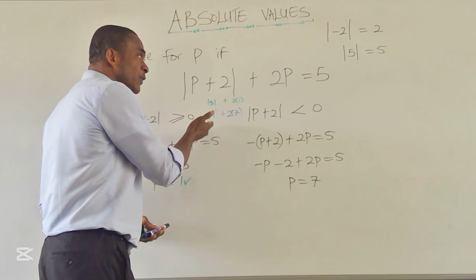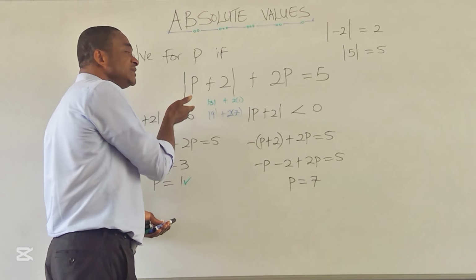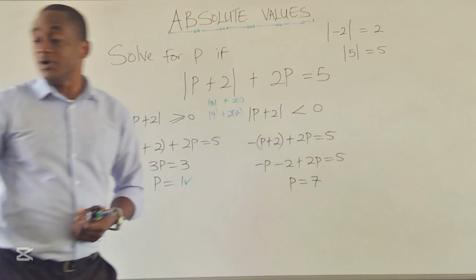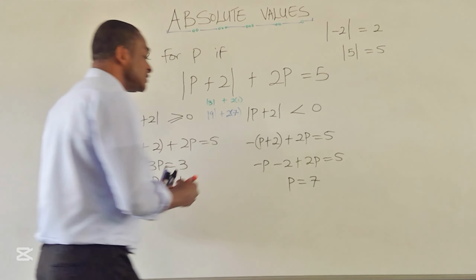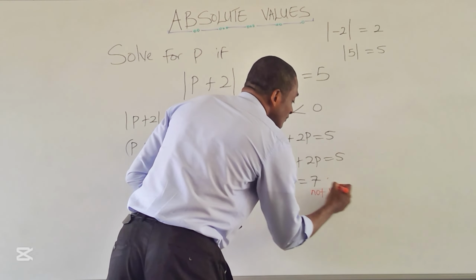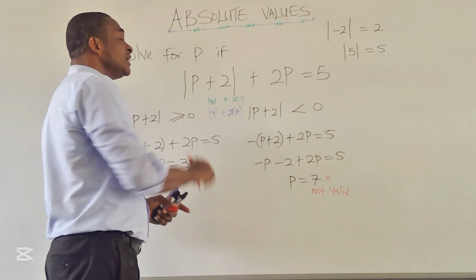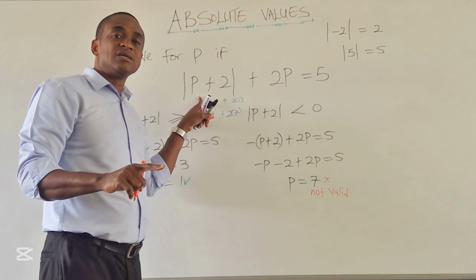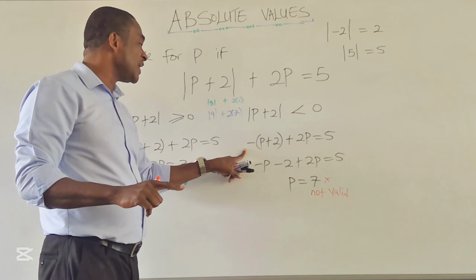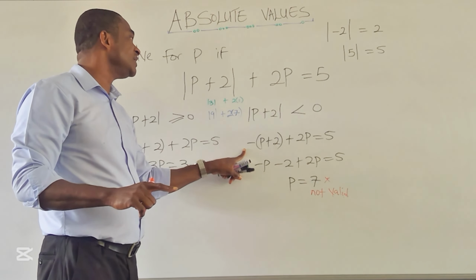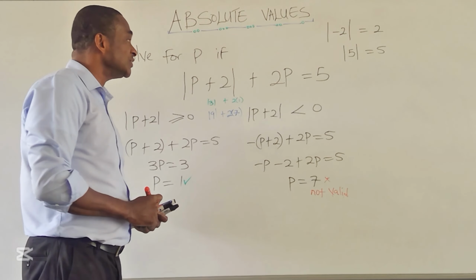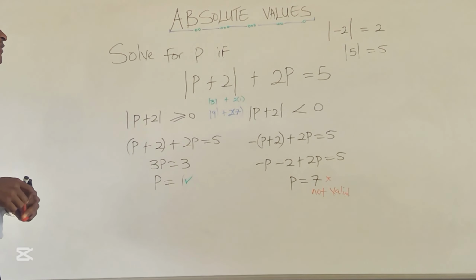So what this tells us is that the value inside here couldn't have been a negative, because this would not be valid. We can say this is not valid, because p cannot be 7 and still satisfy these conditions. So it can never be a negative value in the absolute value bar. This is how we solve absolute value problems.